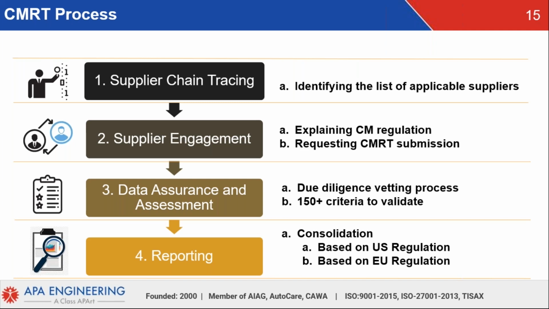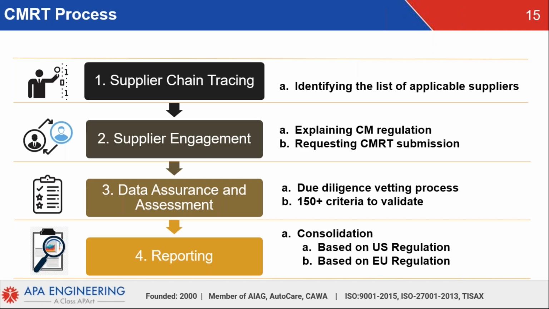Step 2 is the supplier liaison or the engagement. Request your suppliers for the CMRT and give them a helping hand if they have any questions. The third step is the due diligence or the data quality assurance. Once you receive the CMRT from your suppliers, you will have to perform the due diligence as per the OECD guidelines and verify logically all the questions 1 to 8, A to H, and the smelters as well. We have made 150 checkpoints. If anybody is interested, we can share those 150 checkpoints with you.